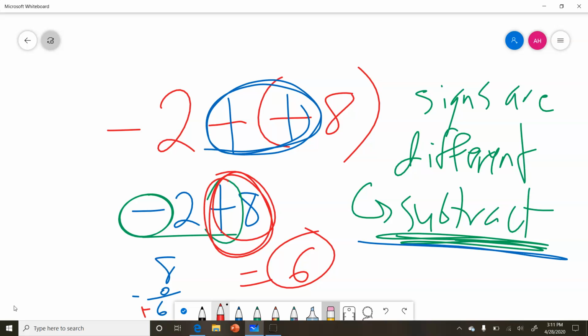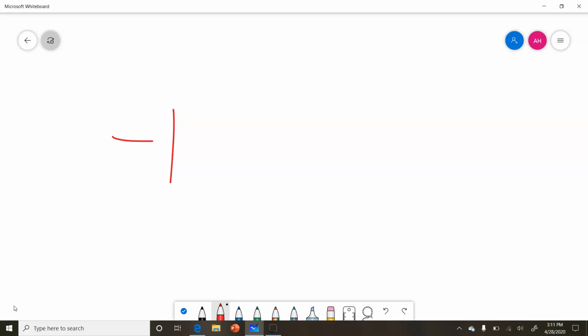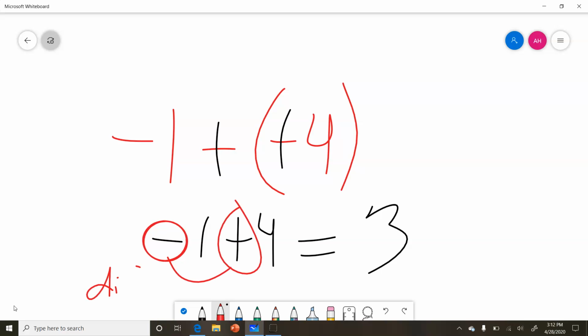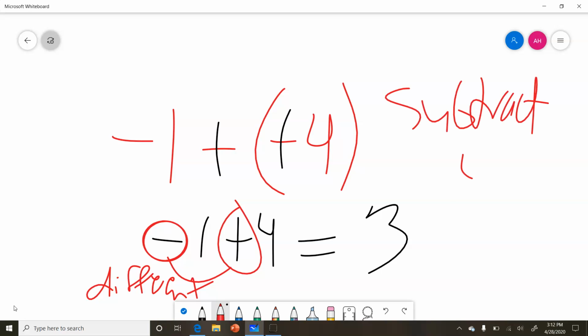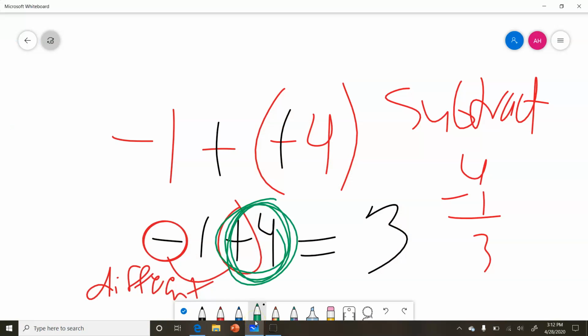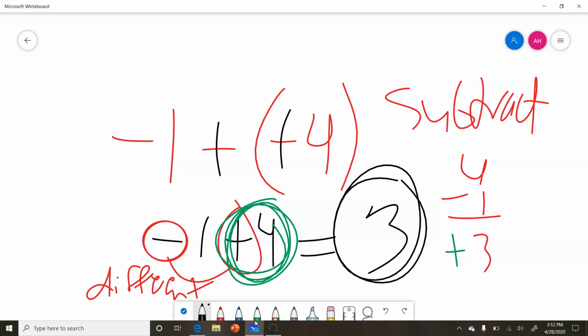Okay, so let's do another one for a practice problem. Let's do this: -1 minus a -4. Again, all I do is I come in here and change that to a plus sign. So now I have -1 plus 4, which is 3. Why is that 3? Because the signs are different. Okay, you see that? That's different. So that means I'm going to subtract. So I subtracted 4 minus 1, which was 3, and then I kept the sign of the bigger one, which was the 4, so that's a plus 3, which is why my overall answer is 3.